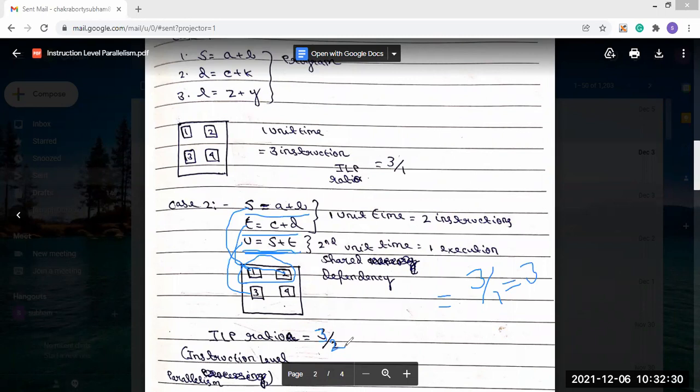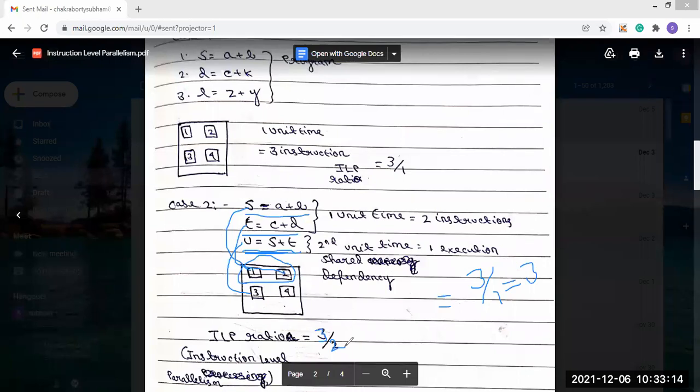Why is it not 3/1? In that case, the 3 instructions would be executed in 1 unit of time. But here we have seen that in the first unit of time, we performed the first 2 instructions and got the final result. Only after getting that result can the third instruction be executed. So the third instruction will be executed in the second unit of time. So that's why the ILP ratio will be what? The total number of instructions, that is 3, and the number of units of time required, which is 2 here.